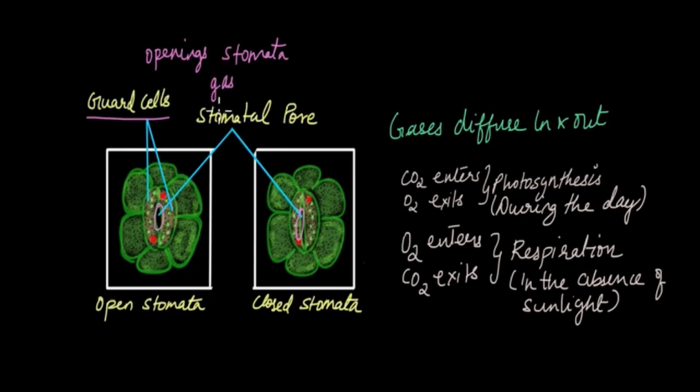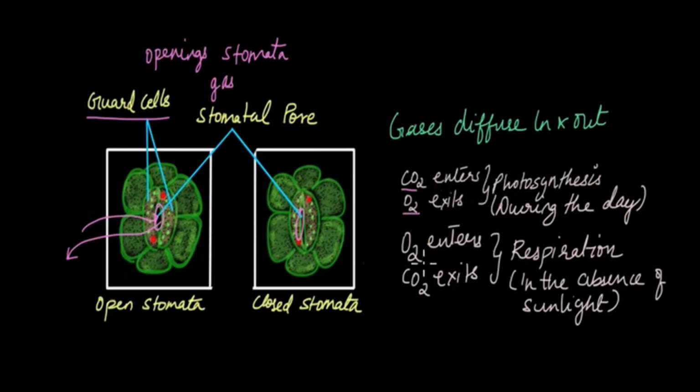Now, what does gas exchange mean? When it comes to plants, you know that for photosynthesis, plants need carbon dioxide, right? So carbon dioxide from the environment has to enter the plants through the stomata, and then it is used to make glucose. In the process, oxygen is released as a byproduct, and the oxygen has to leave the plant. That also occurs through the stomata.